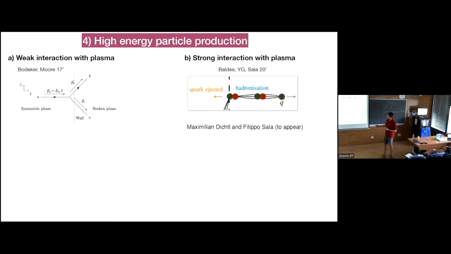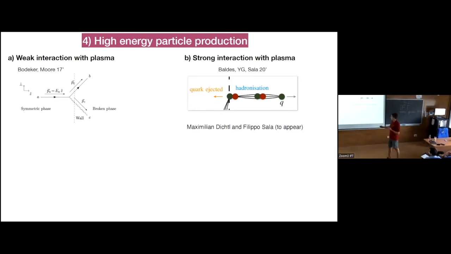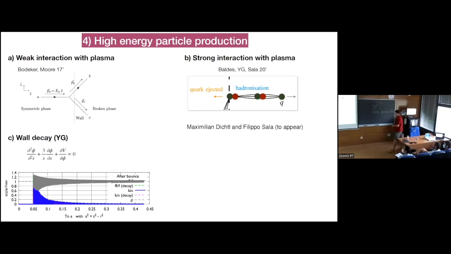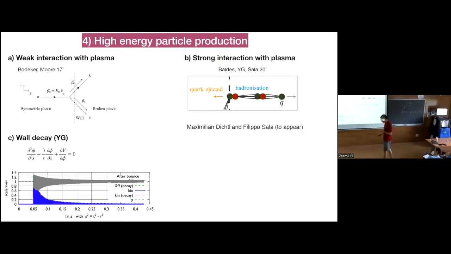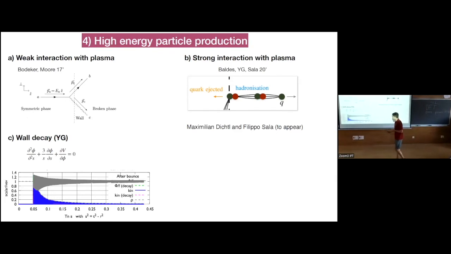And I know that Maximilian and the student of Filippo are working hard on this. But there are other ways to produce particles. You don't need a plasma to produce particles. Those are interactions with the plasma. But what if there is no plasma? Just a bubble wall in vacuum. There should also be particle production because the wall can decay.